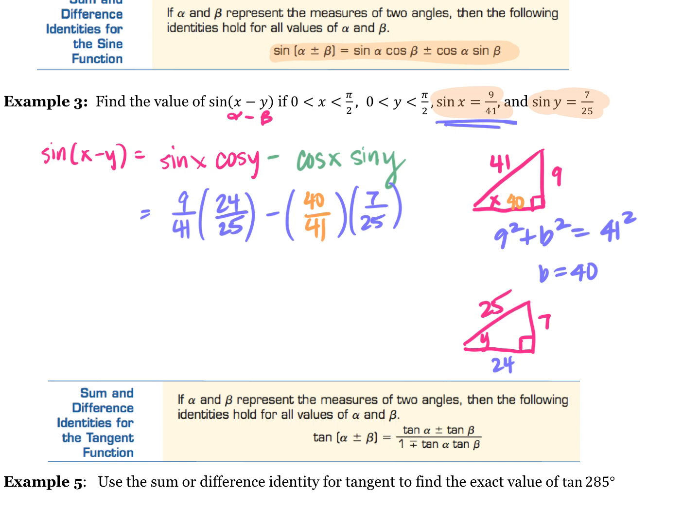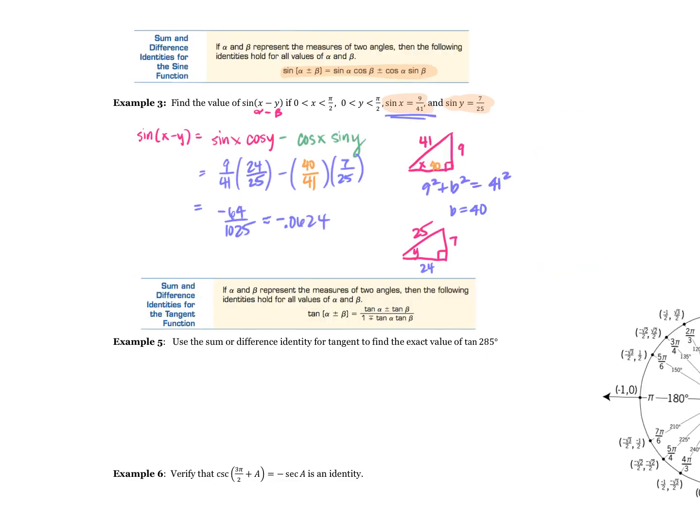9/41 times 24/25 minus 40/41 times 7/25. Math, enter, enter. Uh-oh. I did get a negative. See if you guys get what I got. Negative 64 10/25, which is about negative 0.0624. Okay, you guys, let's try this bottom one here.